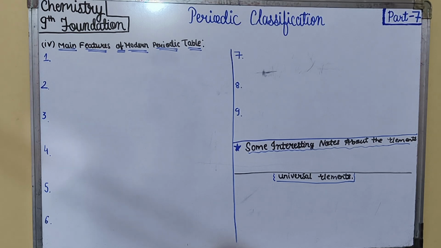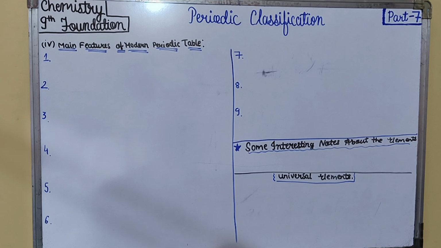Today we are going to learn class 9th Chemistry chapter Periodic Classification Part 7. This is our fourth topic, that is main features of modern periodic table.